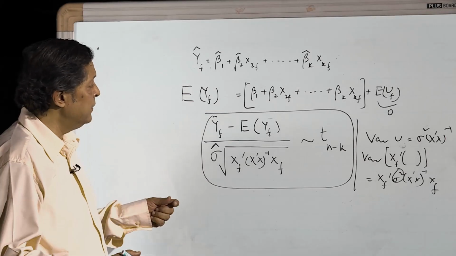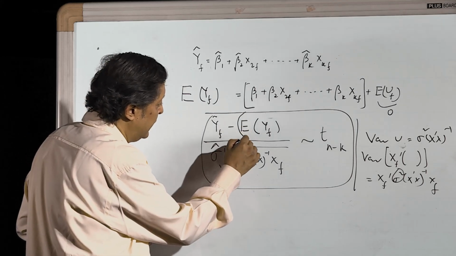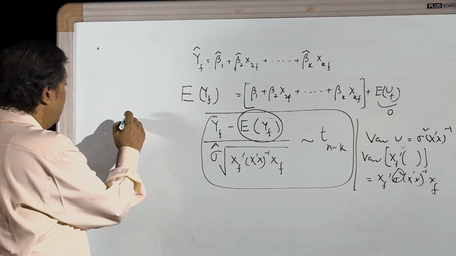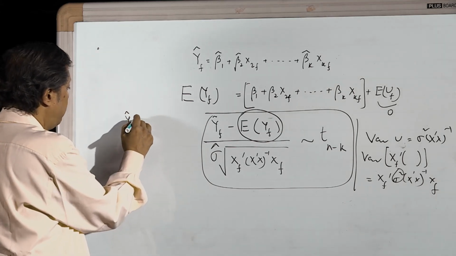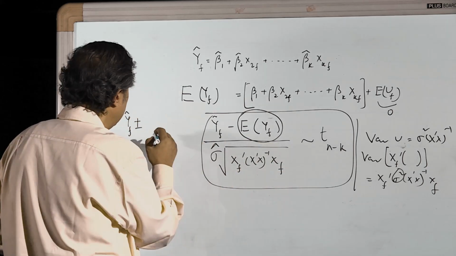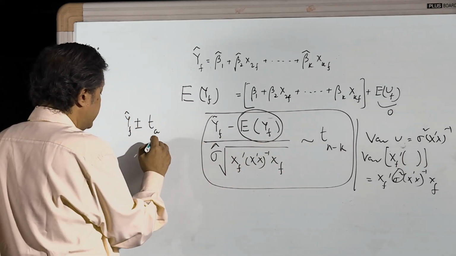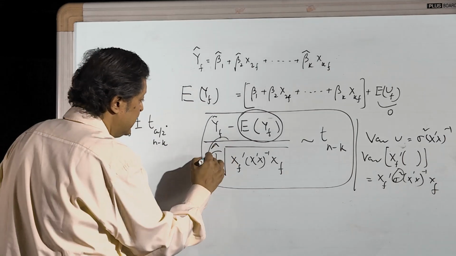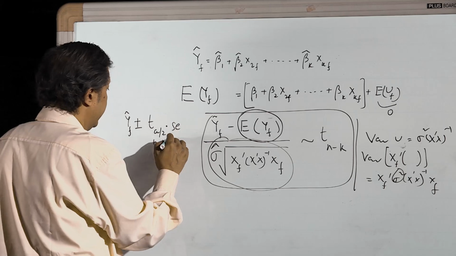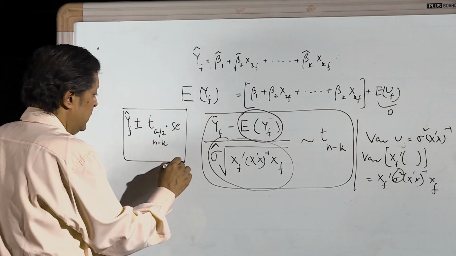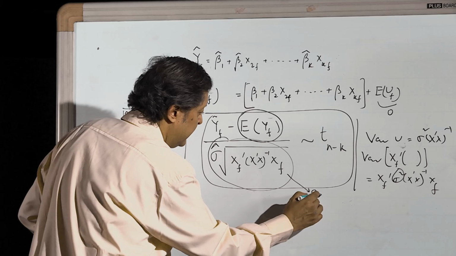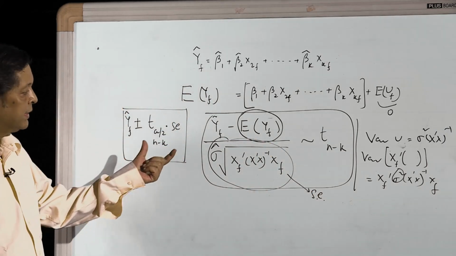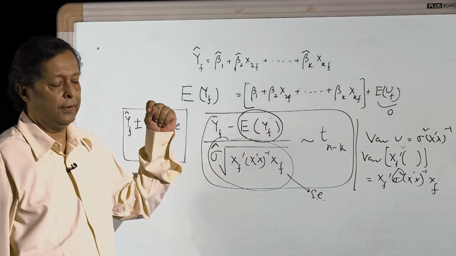What is that confidence interval? The confidence interval for the expected value of yf is given by y hat f plus and minus t at the a by 2 level with n minus k degrees of freedom, times the standard error. This denominator is the standard error. So, that is the confidence with which we can predict the expected value of yf.